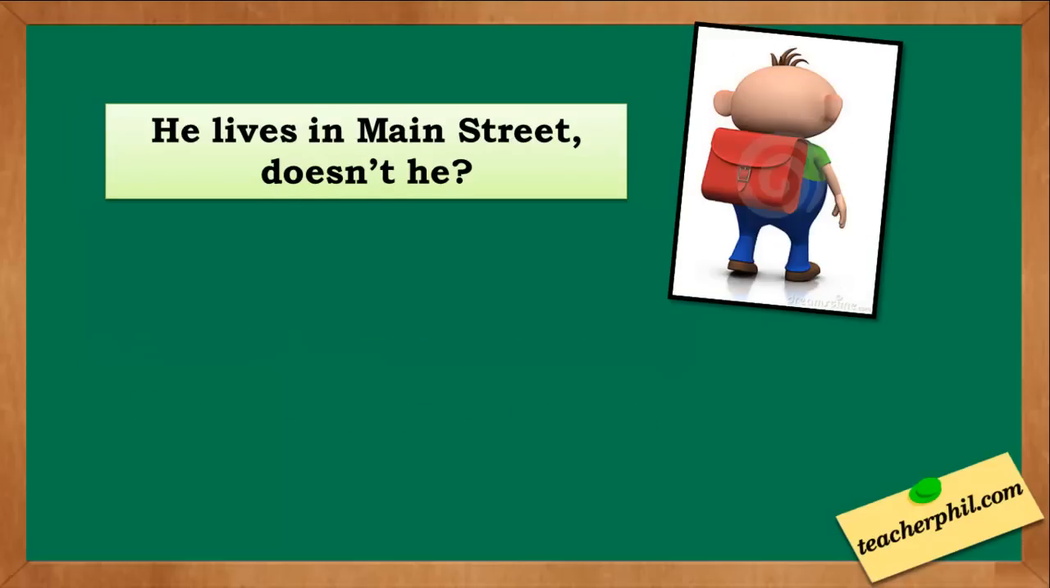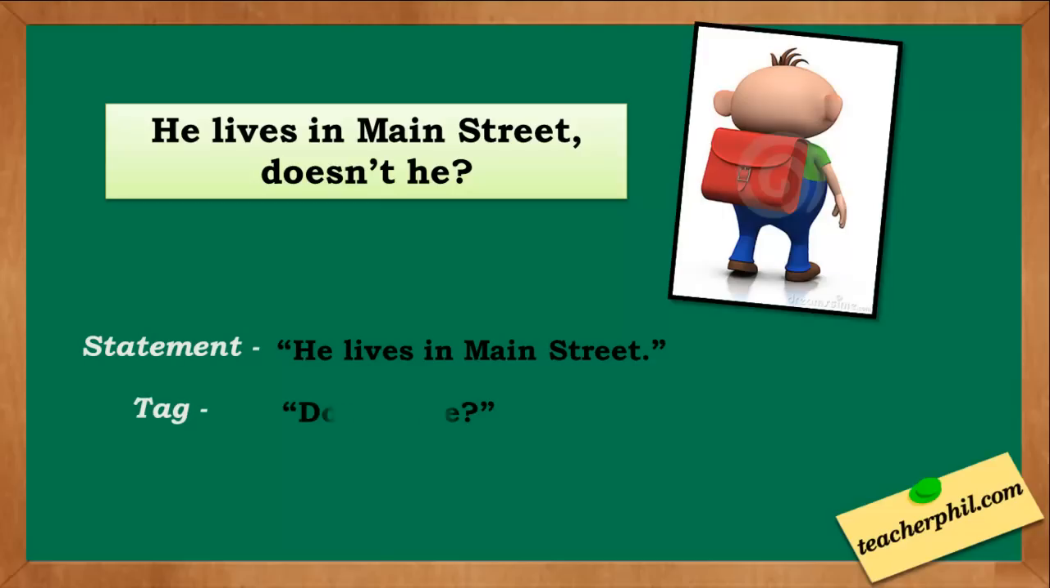Another one. He lives in Main Street, doesn't he? Our statement is, he lives in Main Street. Our tag is, doesn't he? Take note, we don't have an auxiliary verb here. We only have the main verb, lives. Therefore, we need to use a do verb in the tag. Since the subject is in singular form, he, we need to use does.